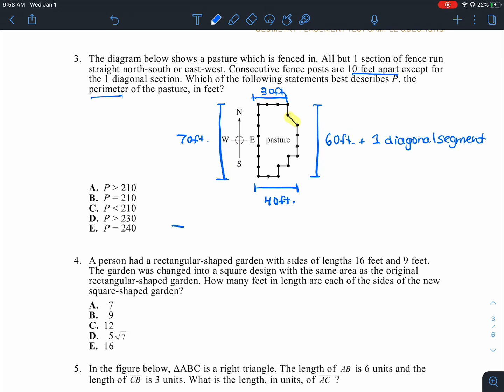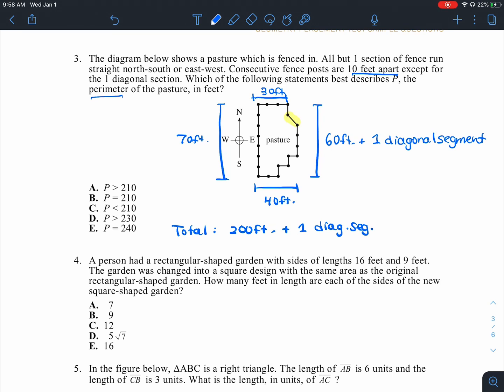Okay. I know that the total, if we were to add up 70, 30, 60, and 40, totals 200 feet, but I need to add the length of that one diagonal segment. So here I can look at these answers, and they do this to you a lot on the ACT. We should right now be able to eliminate some of these answers. Keep in mind, this is a time test. You want to try to move through these as quickly as you can.